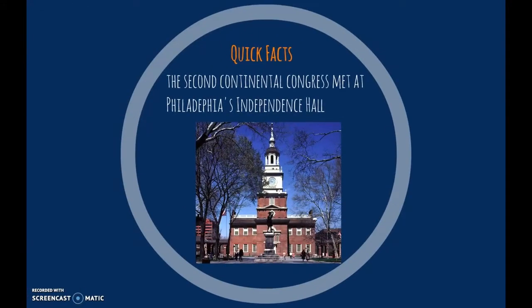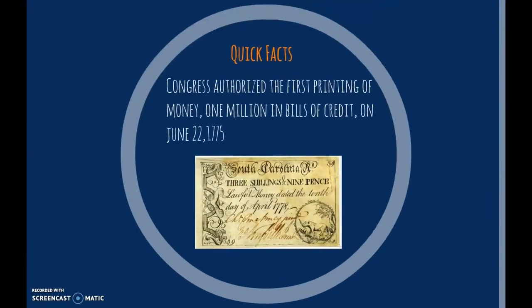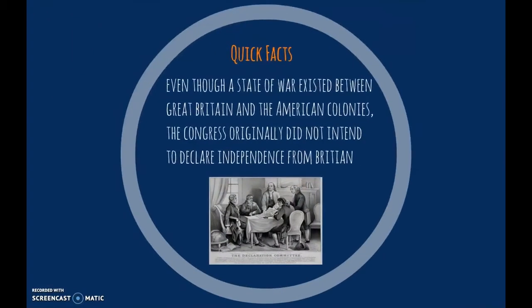Quick facts. The Second Continental Congress met at Philadelphia's Independence Hall. Congress authorized the first printing of money, and it was 1 million in bills of credit on June 22, 1775. Even though a state of war existed between Great Britain and the American colonies, the Congress originally did not intend to declare independence from Britain.